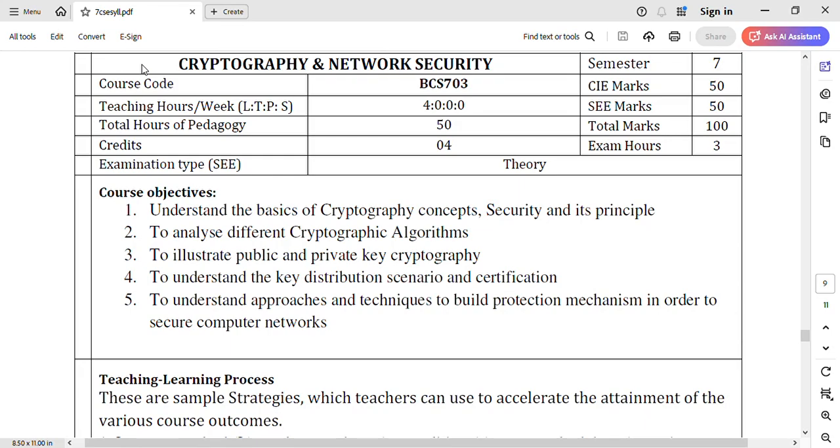Hi friends, in this video we are going to discuss the syllabus which has been included in the cryptography and network security. The subject code is PCS 703. The CIE marks will be 50 and the external SEE marks will be 50. So in this cryptography and network security, some of the basic concepts are included for securing our data through the network.